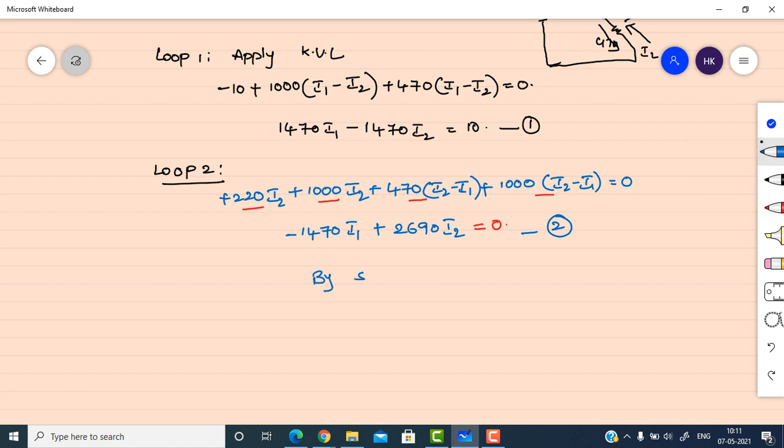So by solving 1 and 2, the current values I got is I1 is equal to 0.0149 amperes and I2 is 0.00819 amperes.